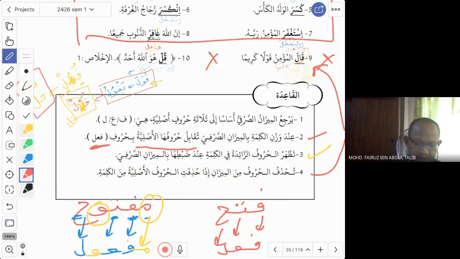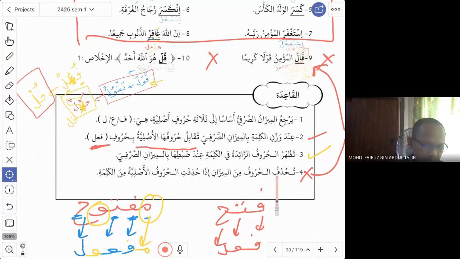Number 4, this is referring to item number 9 and number 10. So this is not that important. I just read here: tuhzaful huruf. Tuhzafu means removed, deleted. So the huruf will be deleted from the mizan, from the wazan, iza huzifat al huruful asliya min al kalima. So sometimes you need to remove a letter from fa, ain, lam, if the original letter is removed from the fi'il. This is referring to qul just now.